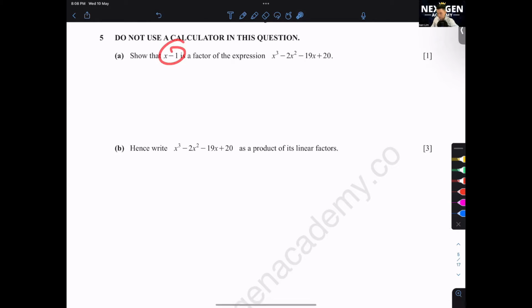Show that x minus 1 is a factor of the expression x cubed minus 2x squared minus 19x plus 20. So we are just going to use factor theorem for this. I will let the equation be f(x) first. So f(x) equals x cubed minus 2x squared minus 19x plus 20. x minus 1 is a factor, so I'm going to sub in x equals to 1. Okay, so f(1) equals 1 cubed minus 2 times 1 squared minus 19 times 1 plus 20, which equals 0. Okay, right here shown. Don't waste your time doing long division for this. Okay, for us to prove, you just need to use factor theorem over here.